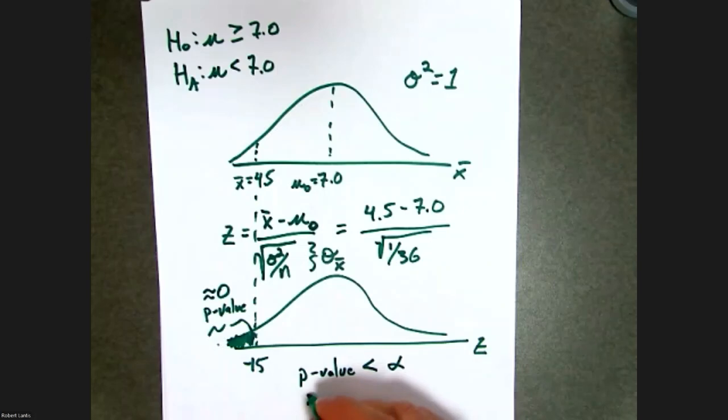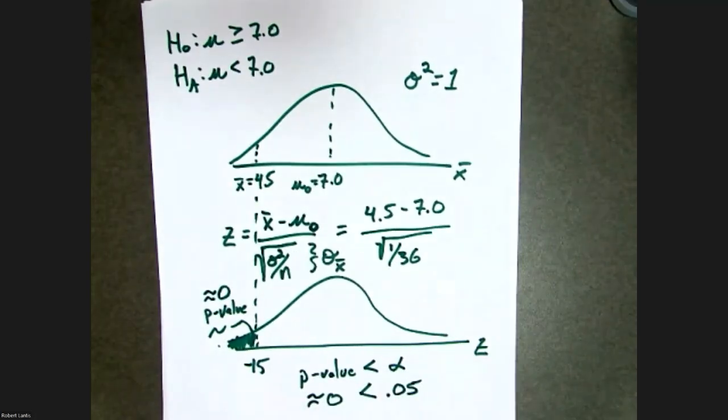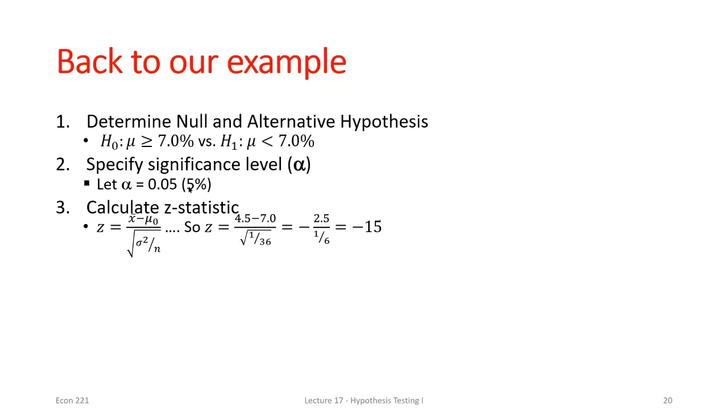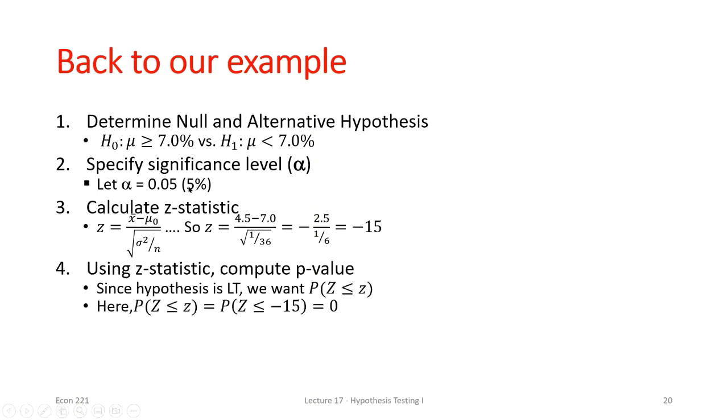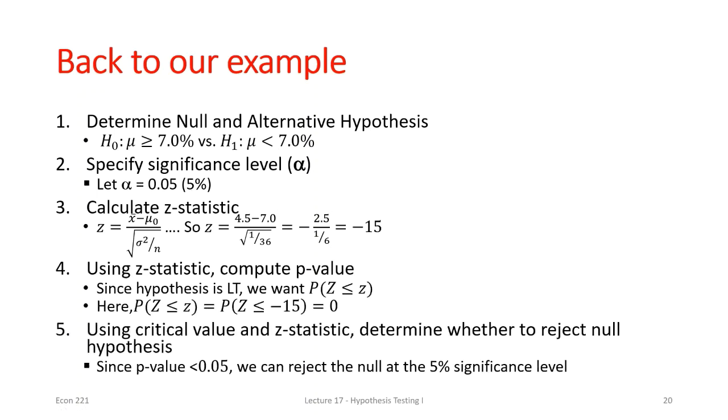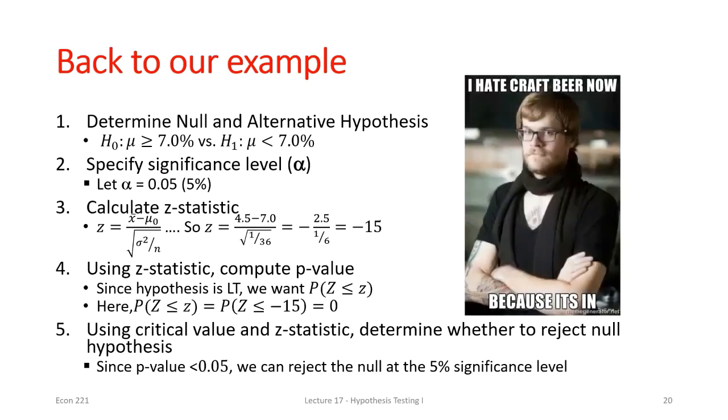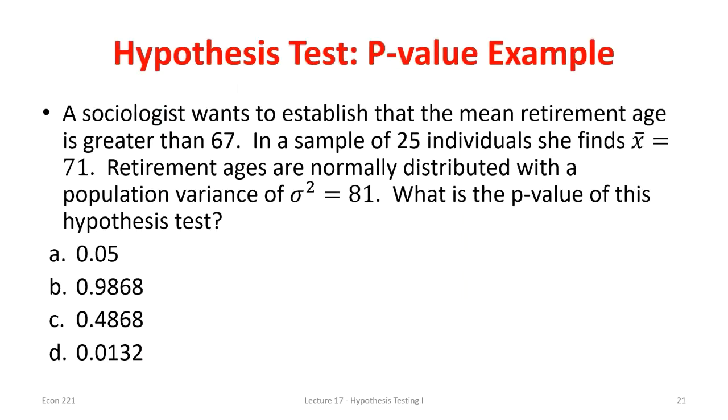So here, if I've got a p-value that's approximately zero, that's definitely going to be less than the alpha of 0.05, which I believe is what we had set in the problem. Yes, alpha of 0.05. So it's basically zero, and we're going to be able to reject. One nice thing about this p-value approach is I can make rejection decisions at multiple levels. In this one it's pretty easy: a p-value of zero is less than an alpha of 0.01, less than an alpha of 0.05, and less than an alpha of 0.1. And then I had a craft beer example, so I had to throw a meme in there.